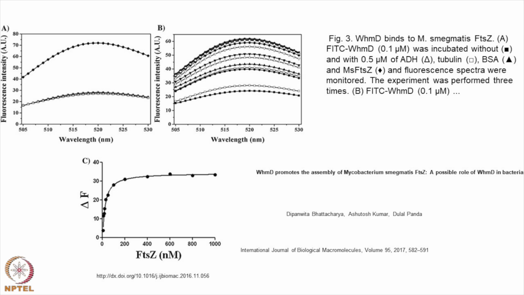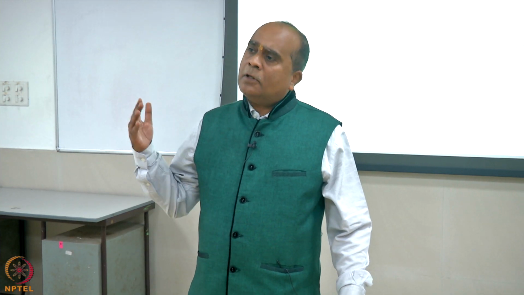A similar kind of approach you can do for antibacterial drugs, antibiotics and all those. So, tubulin is for human cell division, similarly you can do it for bacteria. The same kind of protein, called FtsZ, is responsible for bacterial cell division.